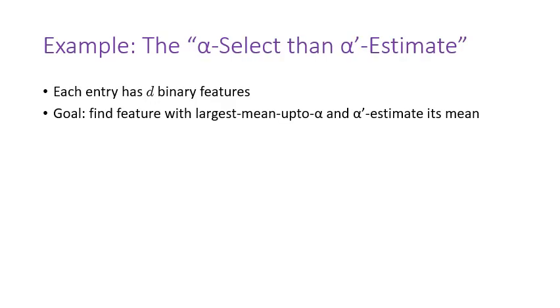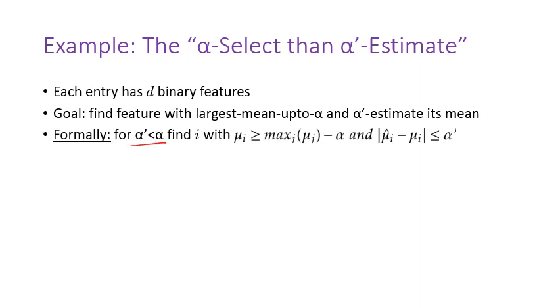Okay, so let's see the very first example in which we do better than a naive protocol. We call this alpha-select and alpha-prime-estimate. We have n plus m individuals. Each of them has d binary features. And our goal is to find a feature with fairly large mean compared to the largest one, and then estimate the mean up to a tighter accuracy. Namely, we are given two parameters, alpha prime and alpha. Alpha prime is the smaller one. We find a dominating feature. In comparison to the highest mean, it is not that far off. It is only alpha far off from the highest mean. Given that we have chosen feature i, we wish to estimate its mean up to alpha prime accuracy.